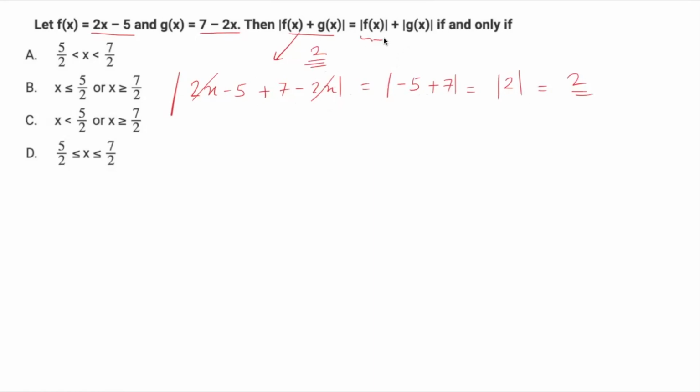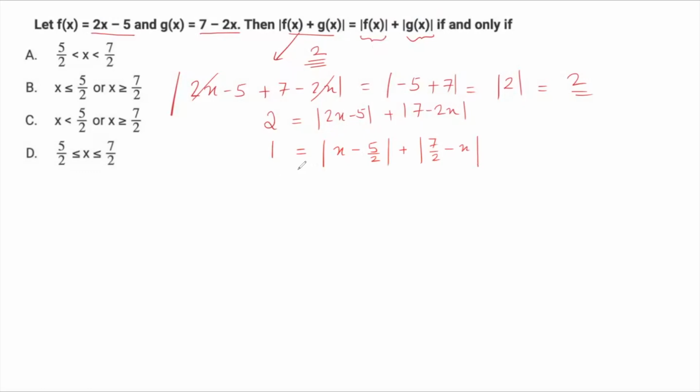The right hand side is mod of f(x) plus mod of g(x). Mod of f(x) will be mod of 2x minus 5, plus mod of g(x) will be mod of 7 minus 2x. And the sum of these two is equal to 2 only, as the left hand side is 2. So 2 is equal to mod of 2x minus 5 plus mod of 7 minus 2x. The next step is we divide throughout by 2. So dividing by 2, I will get 1 is equal to mod of (x minus 5 upon 2) plus mod of (7 by 2 minus x).